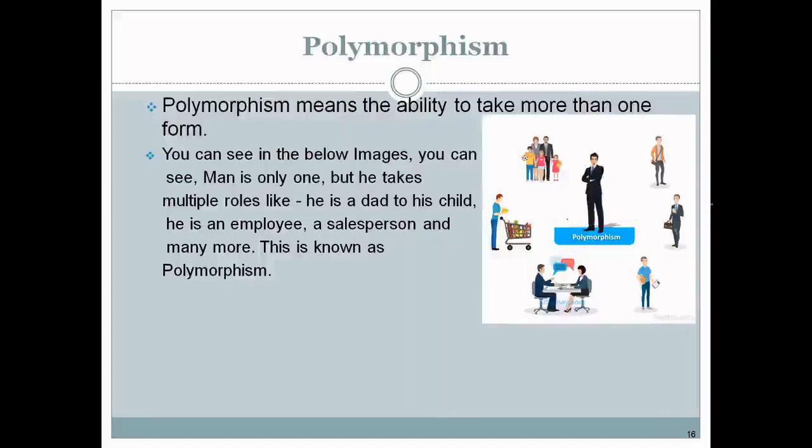In this image, there is only one man, but he takes different roles. He is a dad to his child, he is an employee, a salesperson, and many more. So a single man taking different roles, and it is called as polymorphism, taking different roles, taking different forms. Look at one more example, more related to programming.